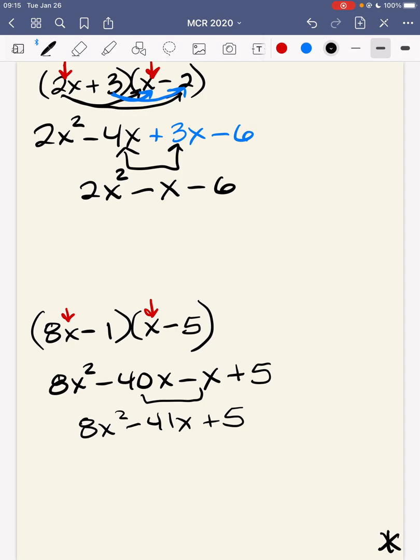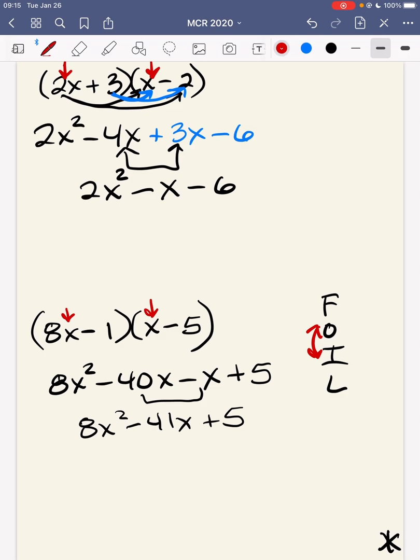Now you may be thinking, well, what if instead of using the FOIL thing, I reversed these two? All right. Does it matter? No, it does not. You just got to make sure that you get everybody multiplied. Let's look at what happens if I did it this way.